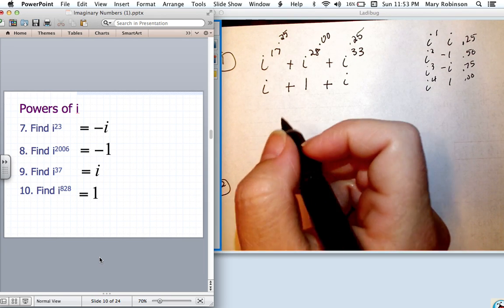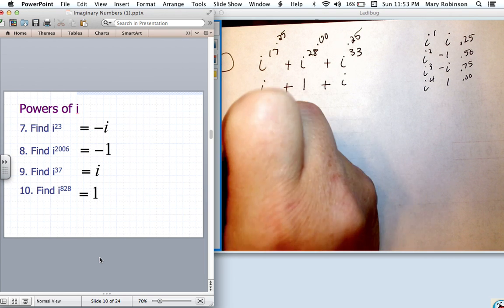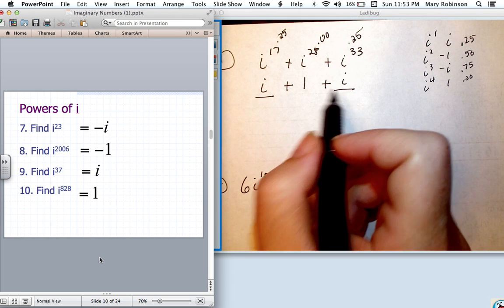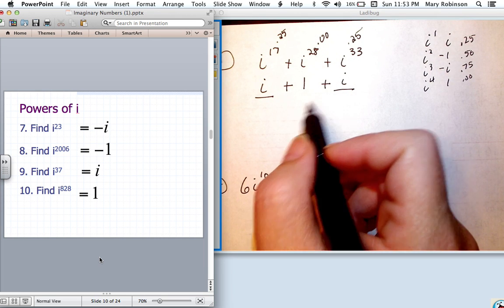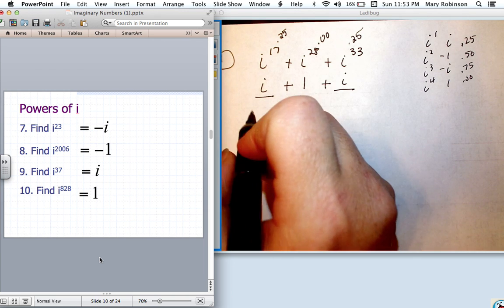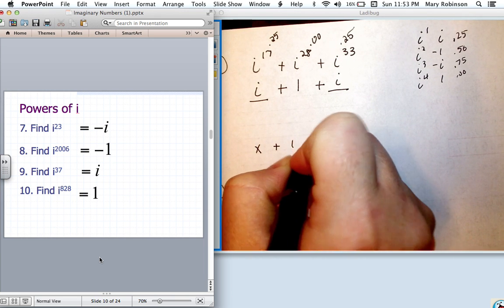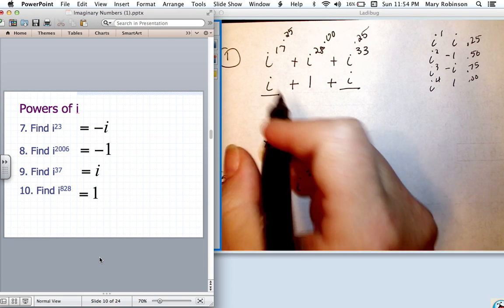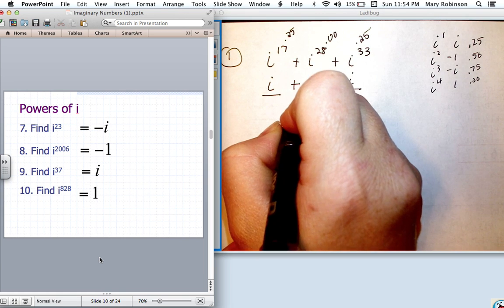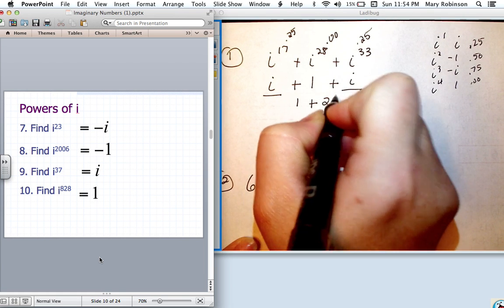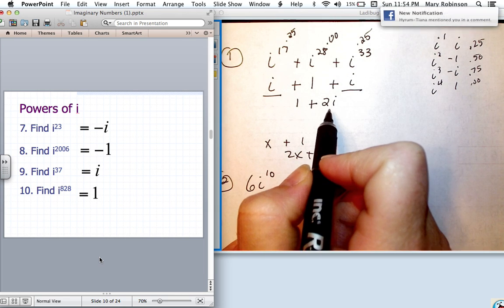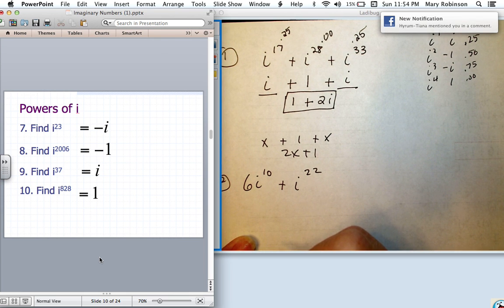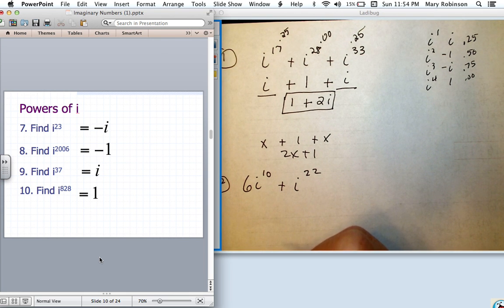At this point, when we simplify expressions, we combine like terms. So even though i is a number, we simplify it the same way we would a variable term. The same way if we had x plus 1 plus x, we would get 2x plus 1, we do the same thing. However, we always want to write the real number first and the imaginary part second. So i plus i is 2i, and then we put 1 first because that's our real number value. All right, and that's done.